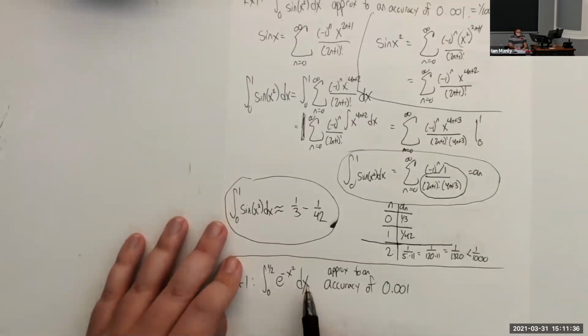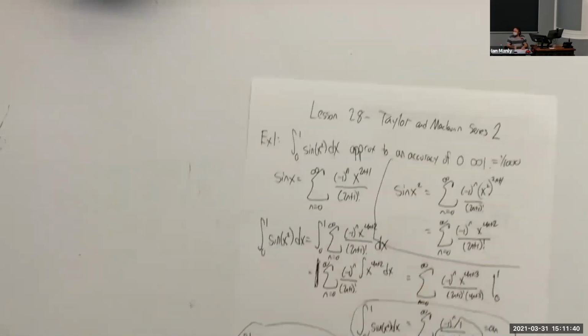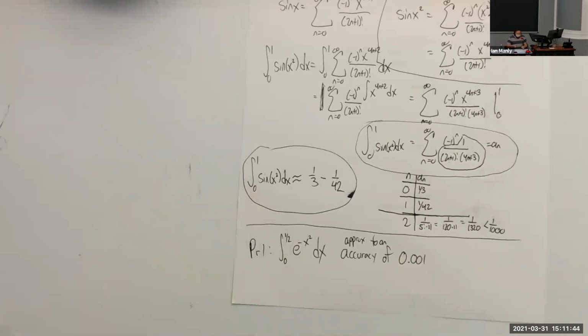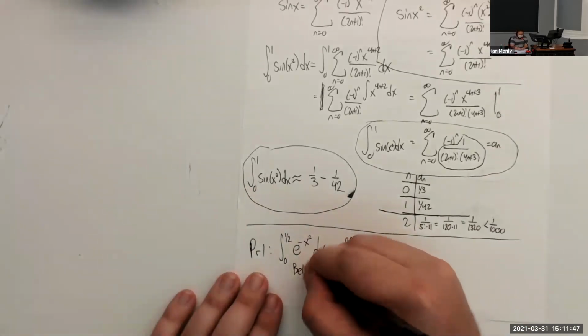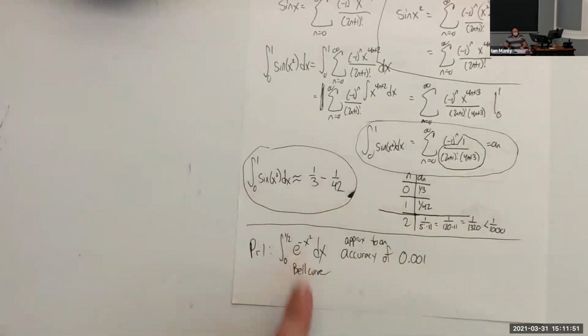All right, why don't you guys give this one a try? And just some context for this. To be honest with you, I don't really know an application where you would integrate sine of x squared. I certainly know an application where you integrate e to the negative x squared, and this comes from the bell curve in statistics. The bell curve follows the formula e to the negative x squared. So if you want to find the area under the bell curve, this would be an integral that you would do.